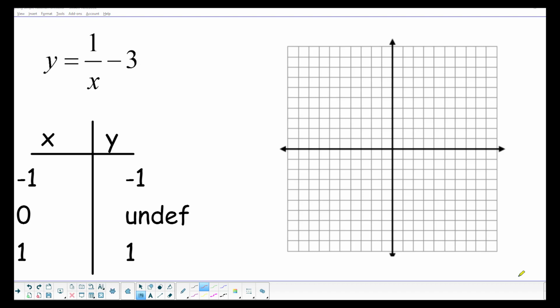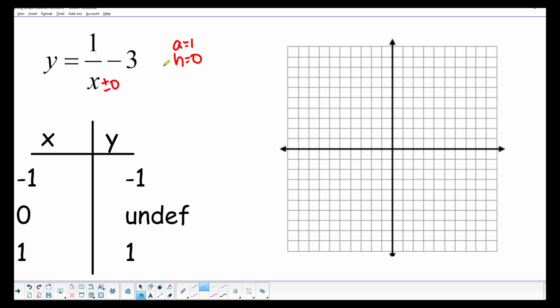So here's our first example, y equals 1 over x minus 3. The first thing I notice, there's a 1 in the numerator, which is my a value. So if a equals 1, that means there's no vertical stretch, there's no reflection, nothing like that. Am I adding or subtracting anything down here with the x? And the answer to that is no, I'm not adding anything there. So my h value is 0.